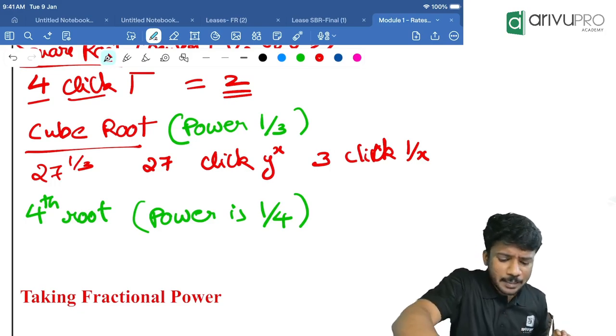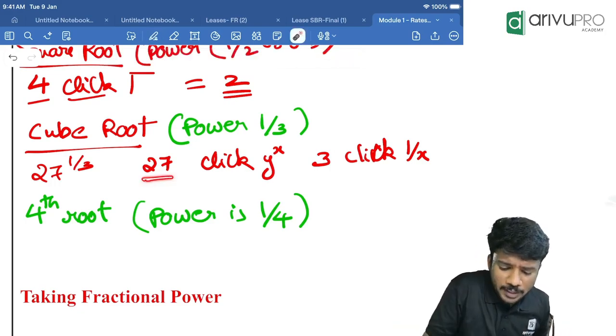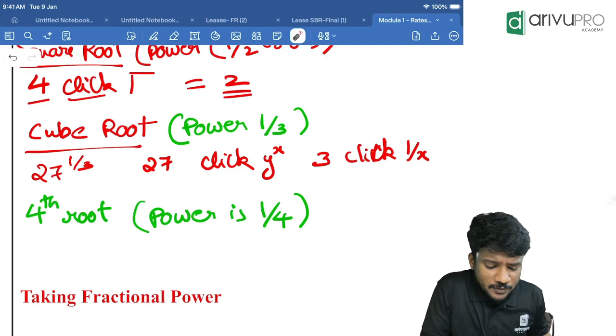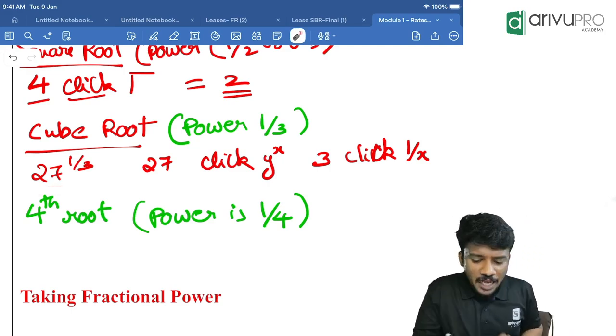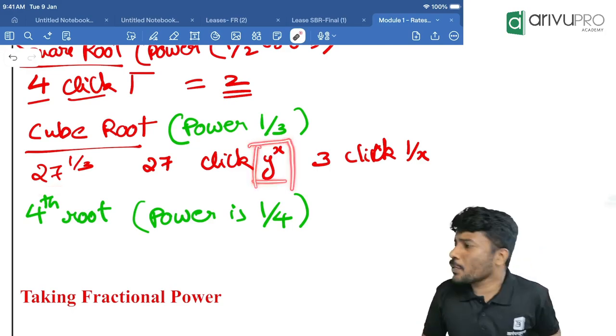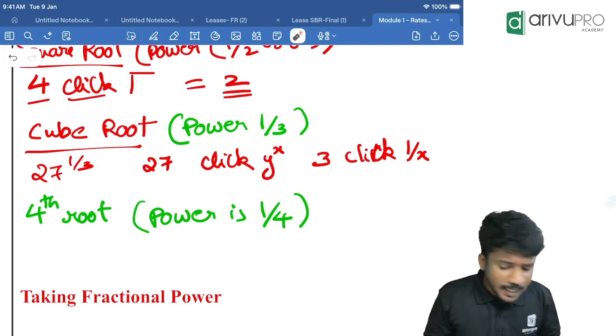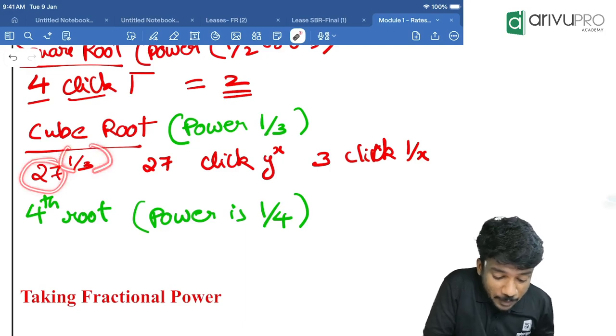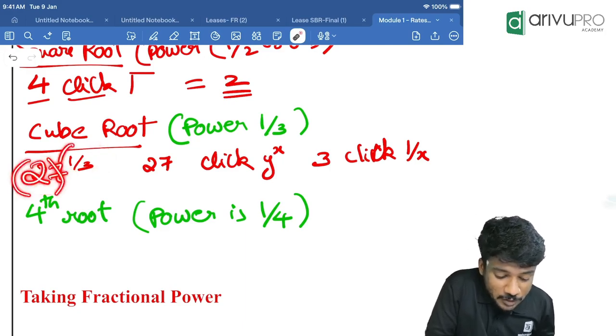Why did I type 27 at the first point? Any idea why I typed 27? Because 27 is the base number. After that, I clicked the y raised to x button. Why did I type y raised to x? Because we are taking it to the power, so we are putting in the power value. After typing 27, we took the power value.